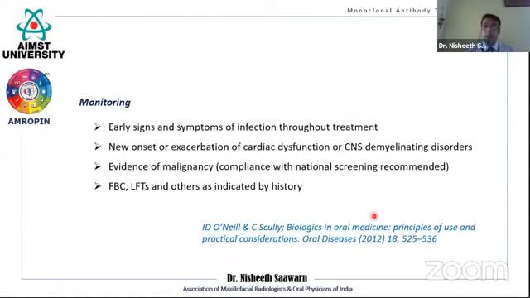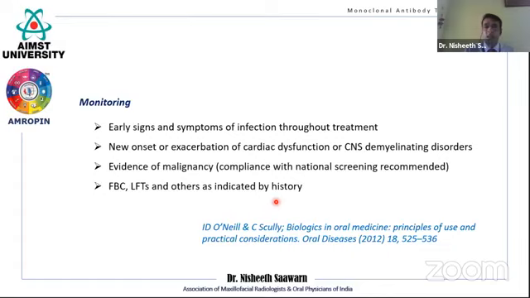Then what all should we monitor? Seeing the screening and the possible adverse effects, we should monitor early signs and symptoms of any infection throughout the treatment, because there are high chances of opportunistic infection. You have to watch for new onset and exacerbation of cardiac dysfunction. Keep monitoring the cardiac status of the patient and for CNS demyelinating disorders. Keep checking for evidence of malignancy through the standard screening programs, and full blood cell counts and liver function tests as indicated by the history, or any other test that needs to be done.